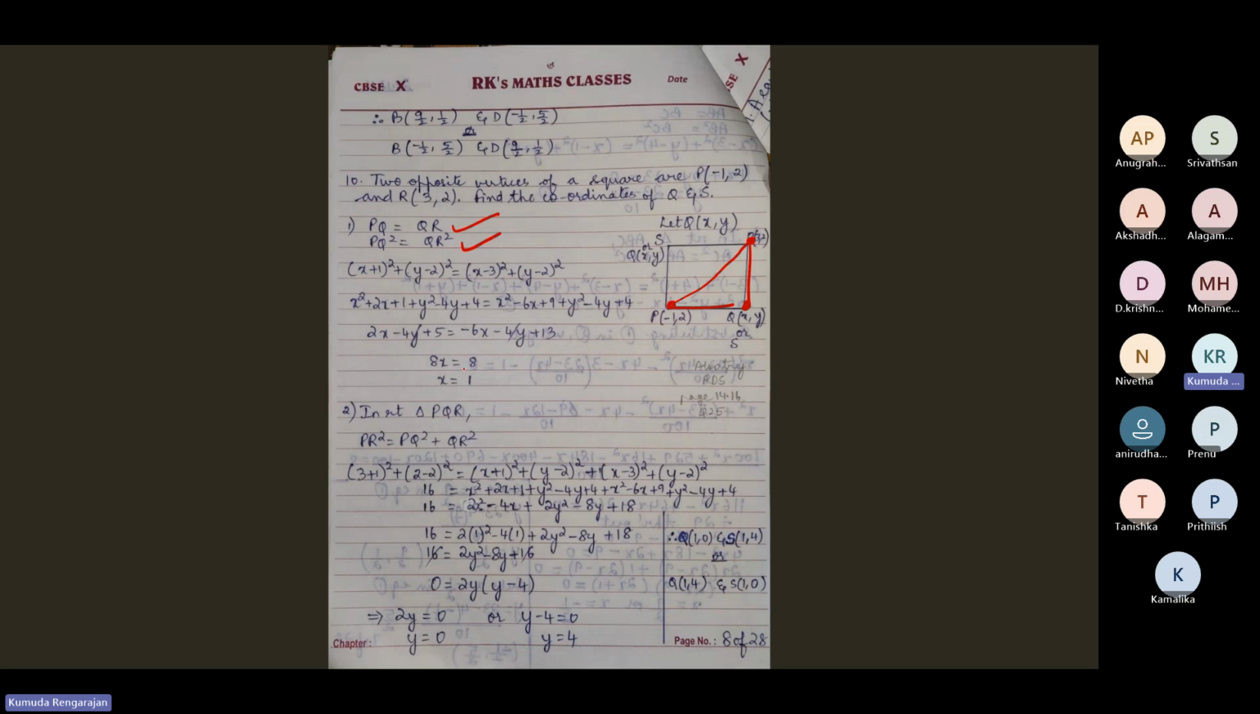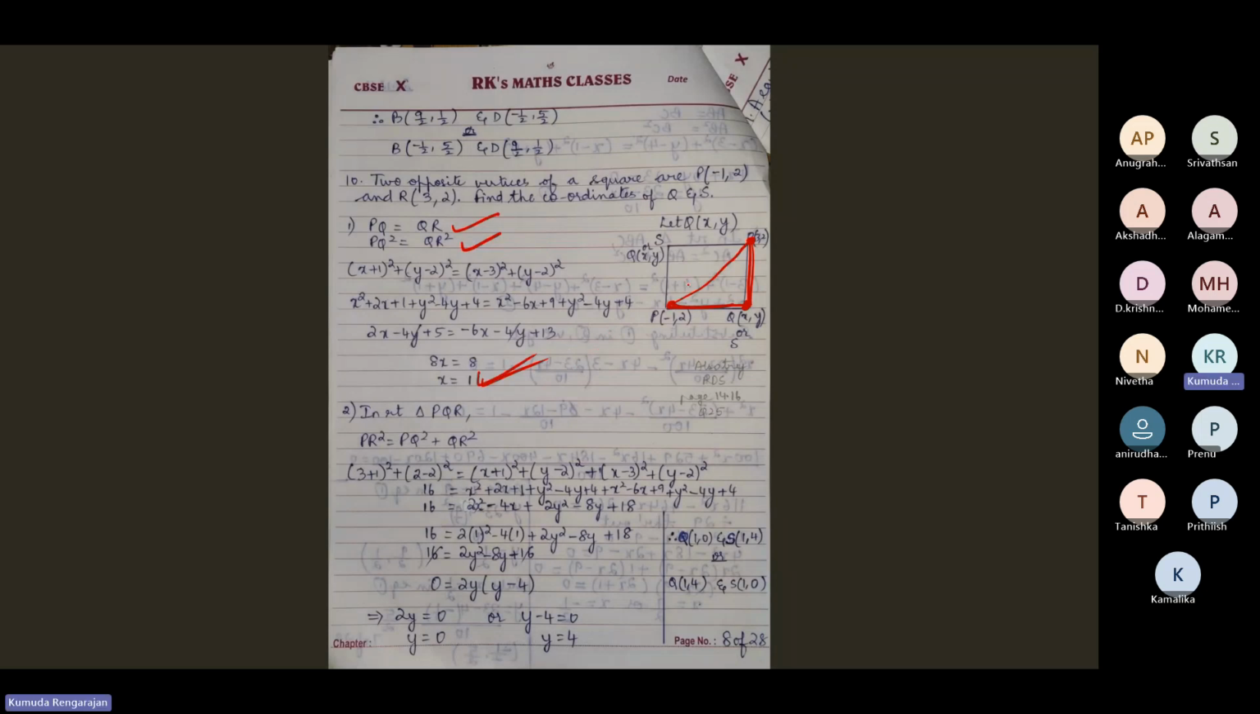So when you work this, earlier we got a linear equation in x and y. Here, we're directly getting the value of x. x is 1. So this is simpler. It's not that you will always get a linear equation in x and y like you got earlier. See here, when you work with the condition PQ is equal to QR, you're able to get the value of x. x is equal to 1.